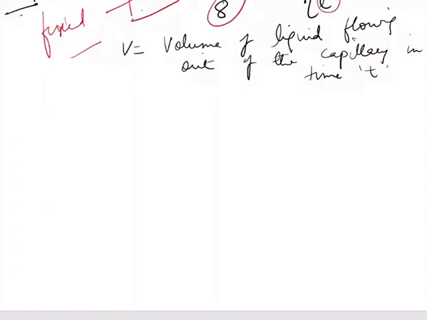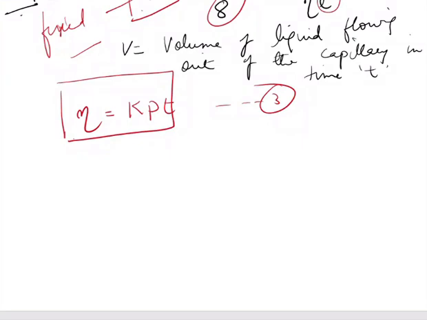so when you fix everything, you will get this equation as eta is equal to kpt. Class, this equation is clear. Equation number 3, because the reduced equation has also been asked in the exam.